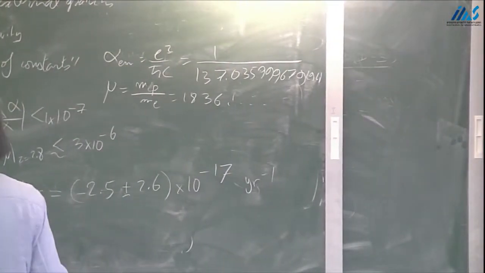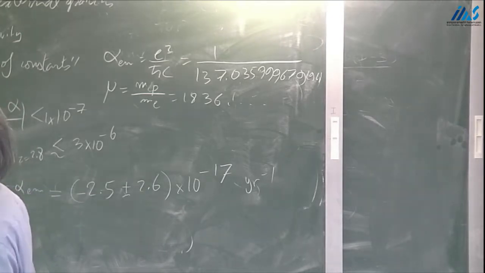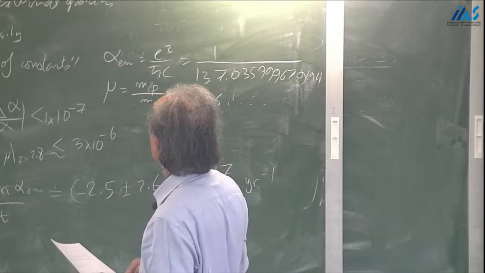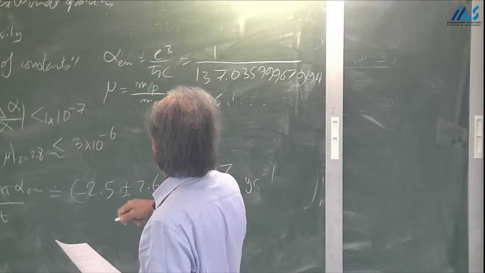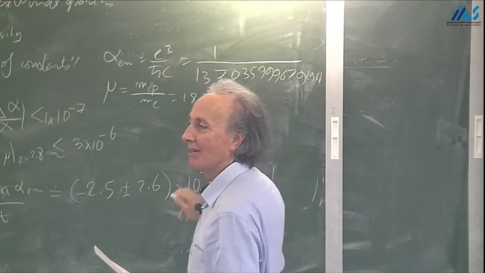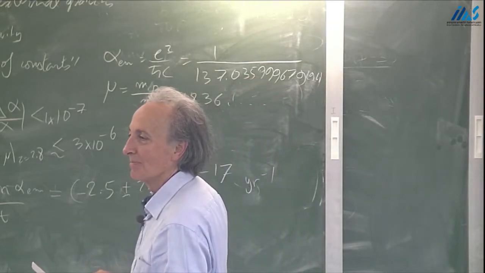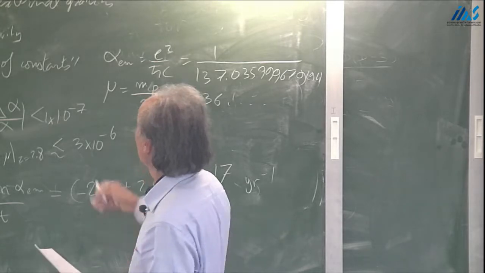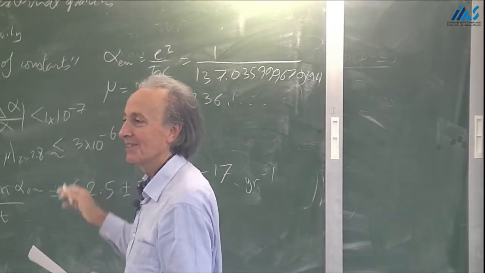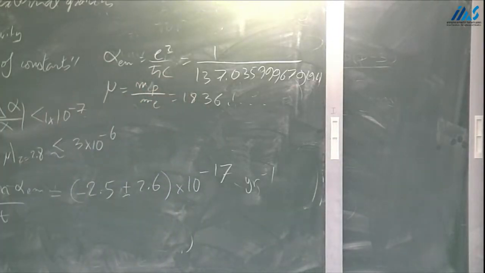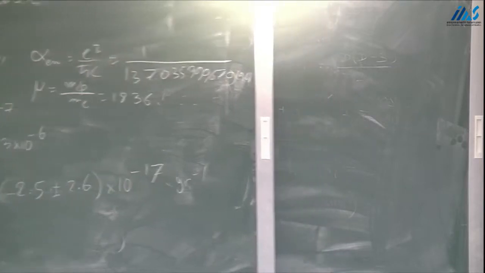Yes? Alpha is measured with which accuracy? 10 minus 9 or what? No, I mean alpha, which you wrote. 1 divided by 137. It's 10 minus 11. Yes, so it's measured with accuracy 10 minus 11, but its variation is known to, but has varied by less than 10 minus 7 in the age of the universe, okay? It's known today to 11 digits.